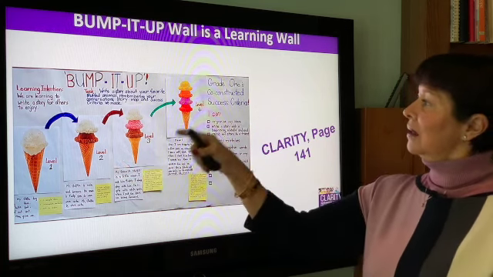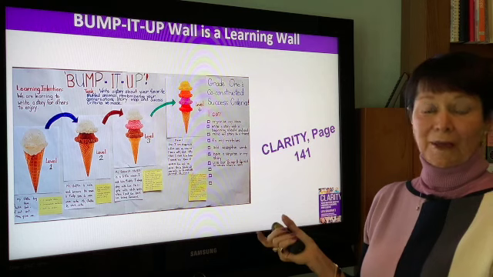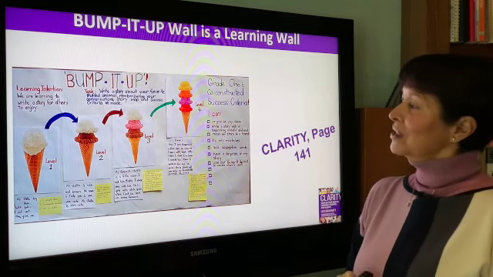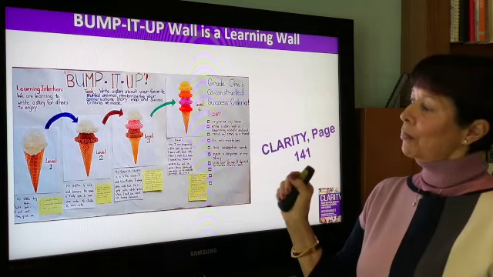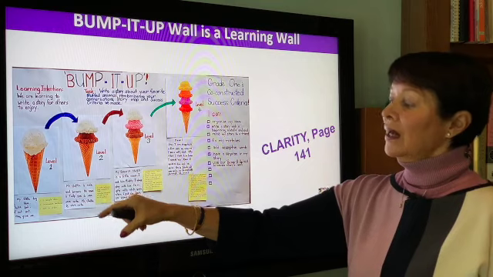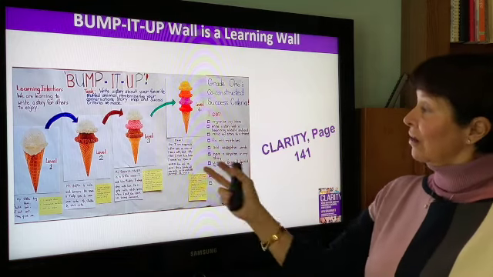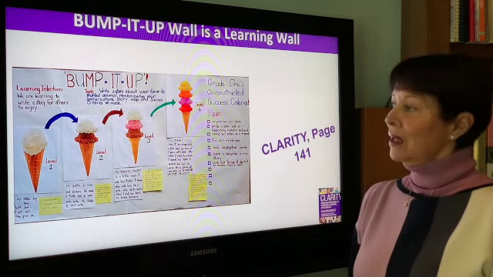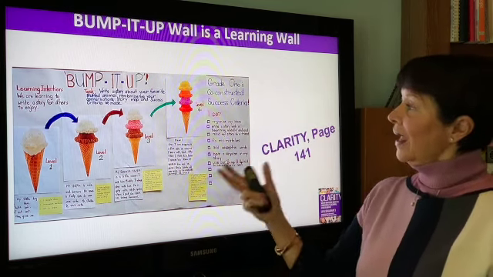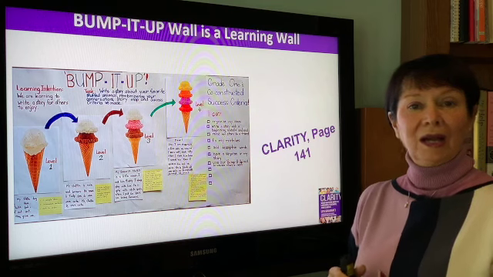Well, there are ice cream cones because we're looking at 4 levels of improvement in this particular Bump It Up wall. But I add that it could be many levels. And what's really important is that Bump It Up walls not only show the levels of improvement, but they also show an example of the student work. Now, Bump It Up walls can be in writing, and obviously this one is a writing Bump It Up wall, but they could also be in science or maths or history, any of the subject areas that we look at in terms of a performance task.